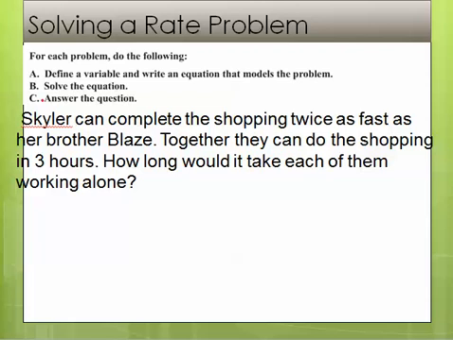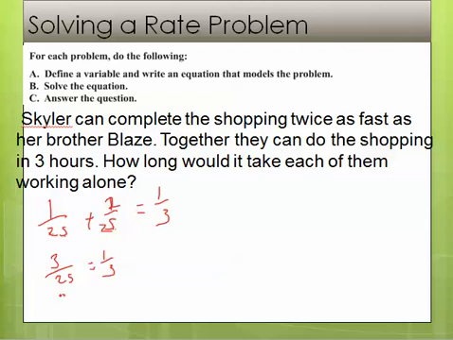Same type of problem. Skylar can complete shopping twice as fast as her brother. So that means if I take 1 over 2s plus 1 over s, this one is 2 times this one. Right? So this is Blaze's time, this is Skylar's time. Together they can do the shopping in 3 hours. All I got to do is find a common denominator. That would be 2 over 2s, right? That means I've got 1 plus 2, that's 3 over 2s is equal to 1 over 3.